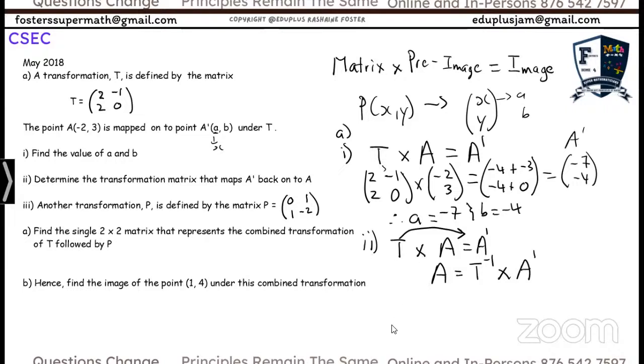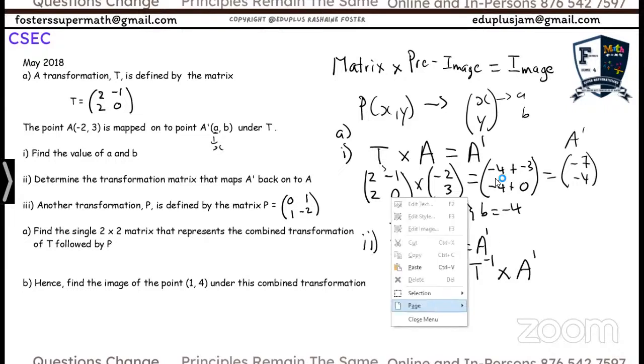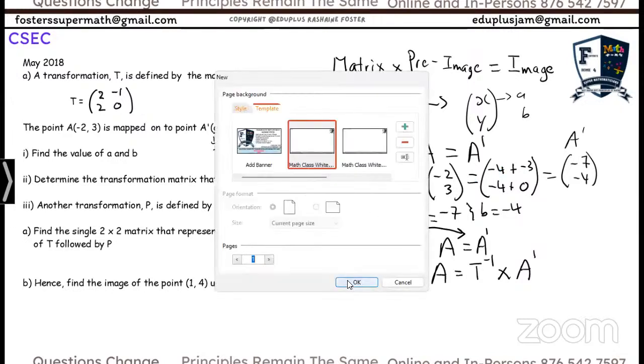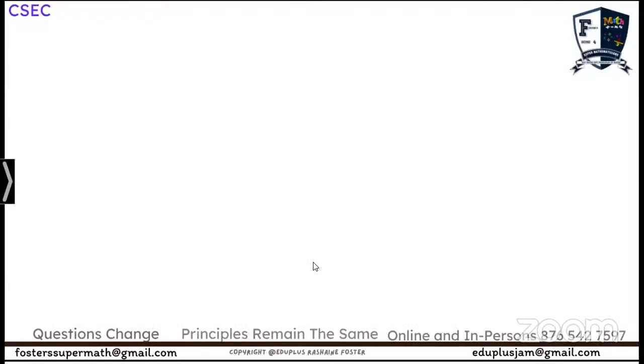So basically, what does that mean? This question now wants us to just basically find the inverse of T. So let me give myself a blank page here. That question just wants us to find the inverse of T.